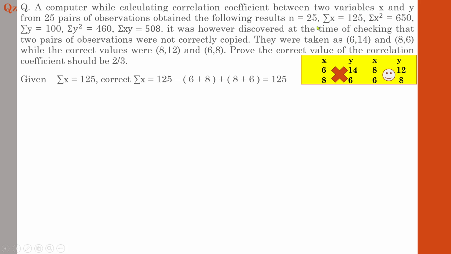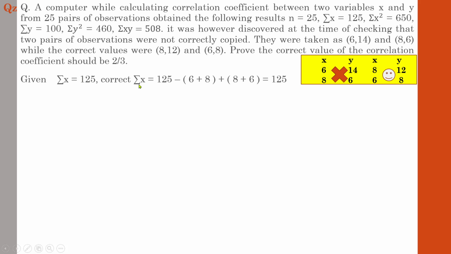In the case of n, 25 will be correct, and regarding sigma x, it is 125. This 125 is computed on the basis of the wrong values. So you need to recompute the values by adjusting for this wrong value. At the same time, you need to correct with the actual values. So regarding sigma x, how did you get sigma x? You just take the total of all the values of x. So sigma x equals 125.